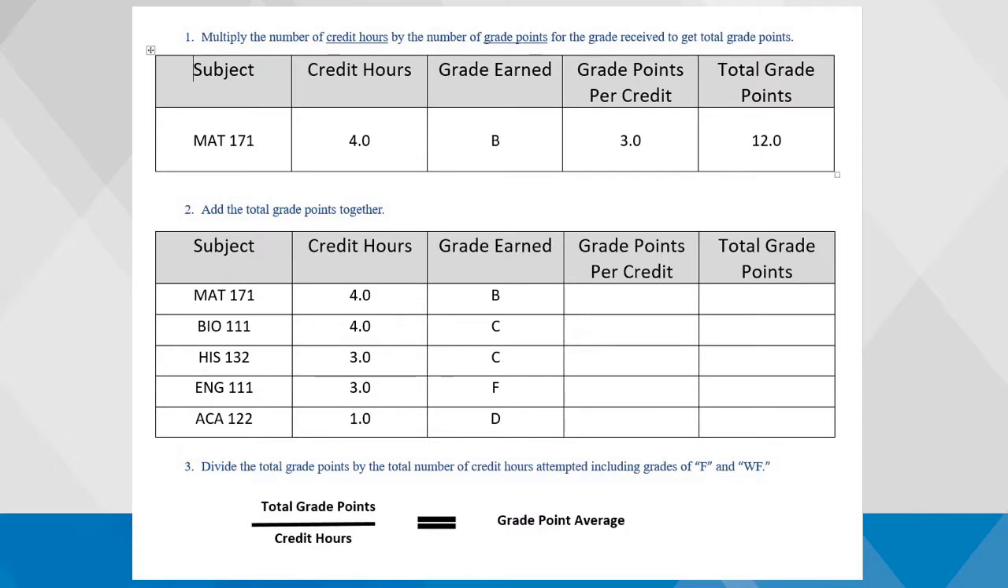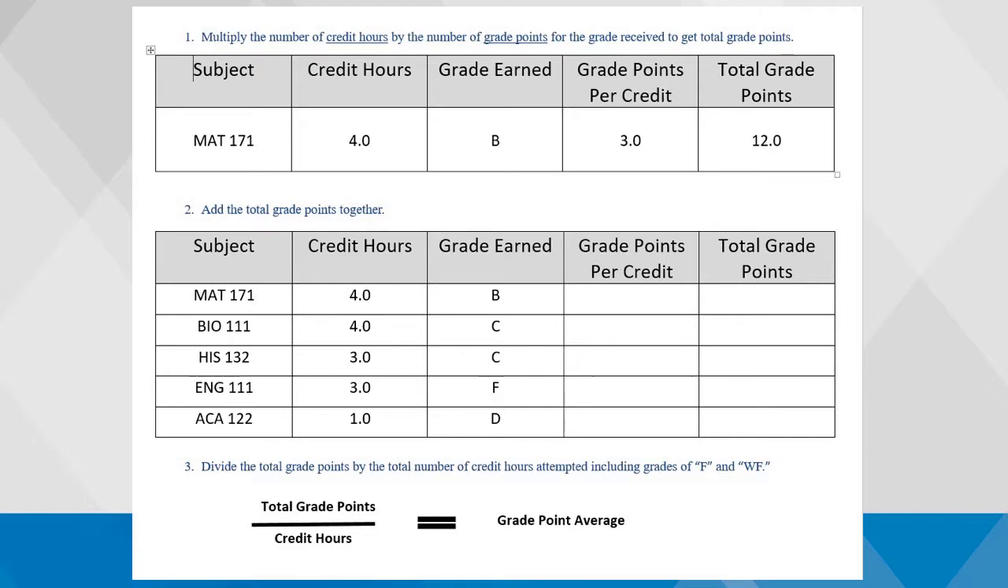Okay, all right. So Jenna is going to write what the points are for each grade over here on the wall, just for reference. This is going to teach you how to actually calculate your GPA. So we have an example up above there. Let's say the student is taking Math 171. Math 171 is 4 credit hours. The student received a B in the class, and so the B is equal to 3 grade points.